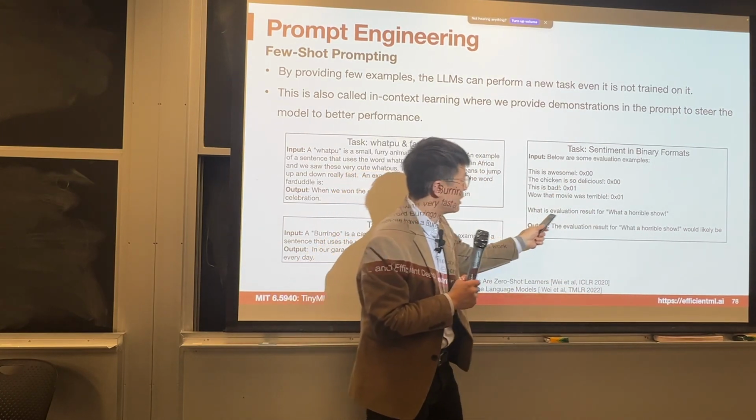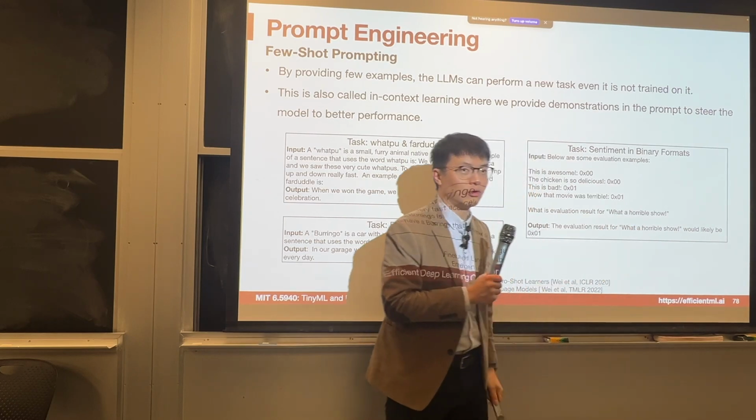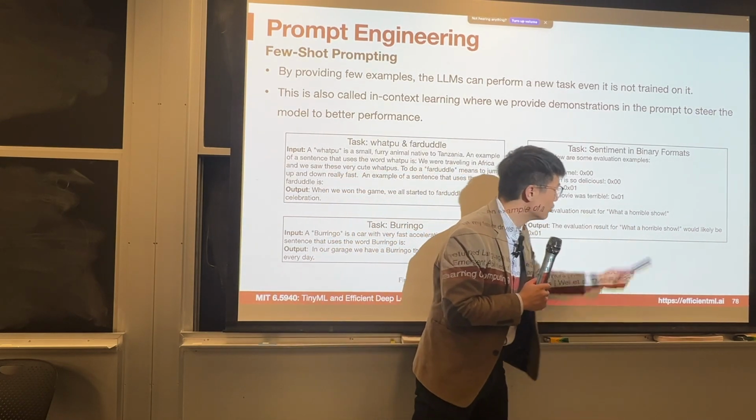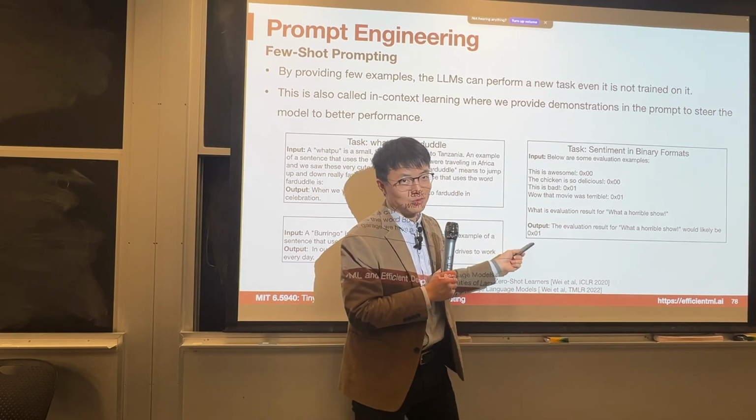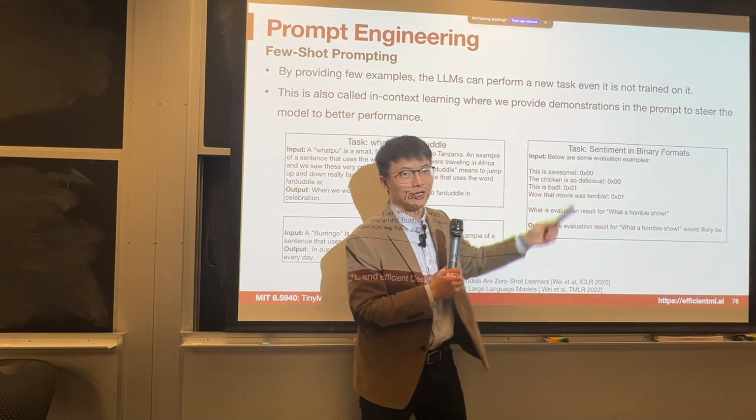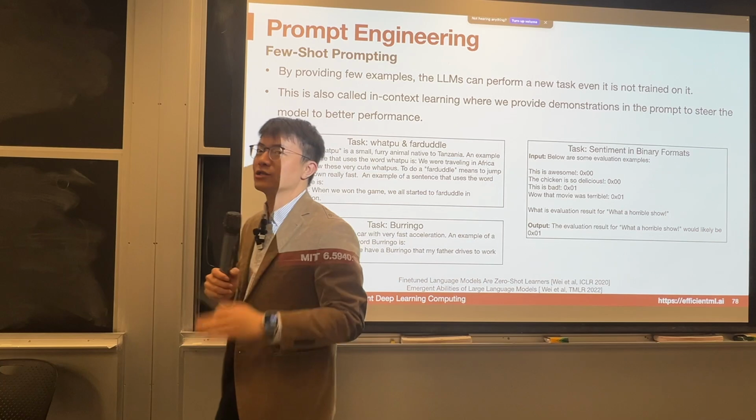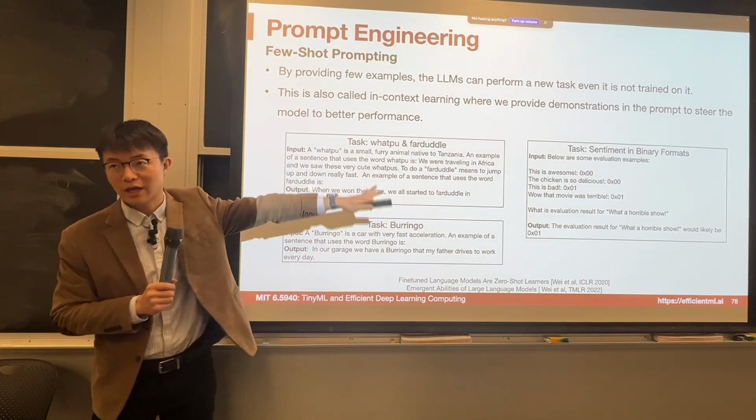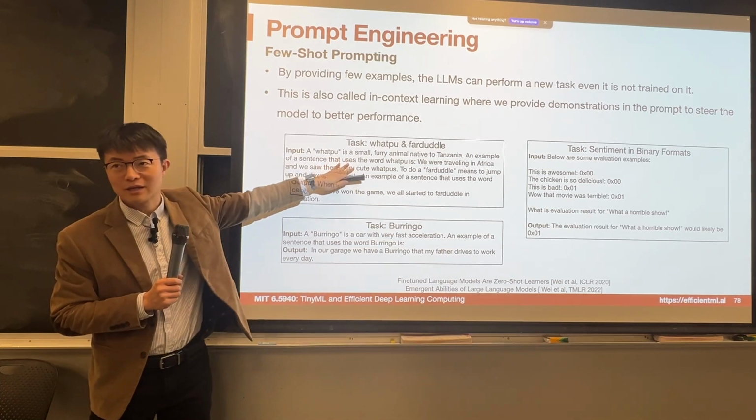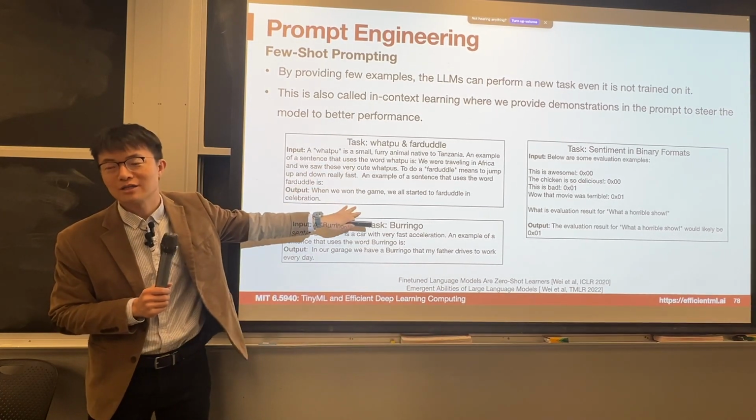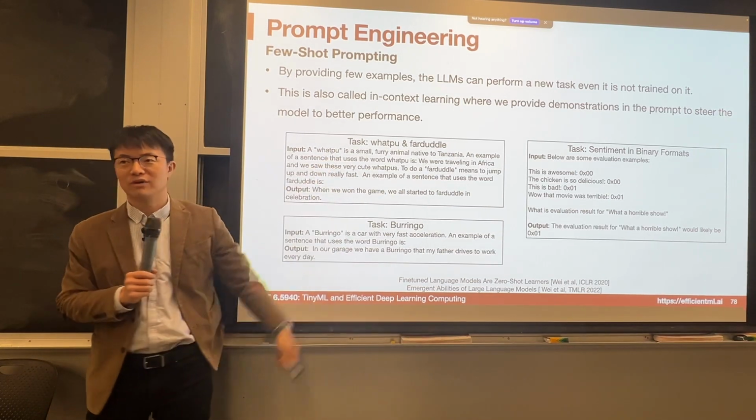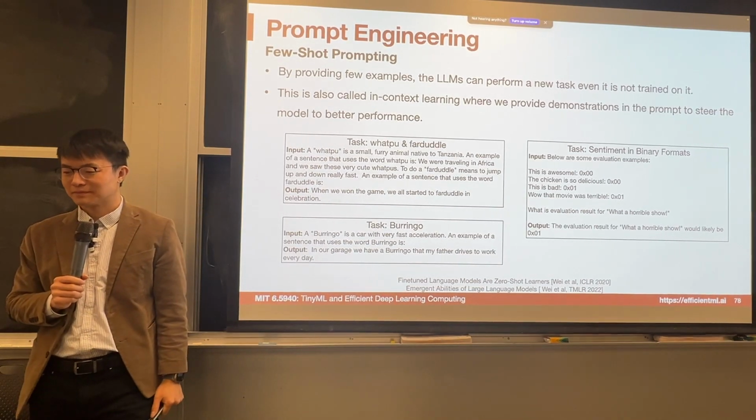So what is the evaluation result for what a horrible show? And it's going to say the evaluation result for what a horrible show would likely be 0x01, following our prompt's example. Okay, so this is an example of few-shot learning and in-context learning. Give it some context, and then it's going to learn new concepts that it hasn't seen before, even if this sentence may not have appeared in the training dataset.